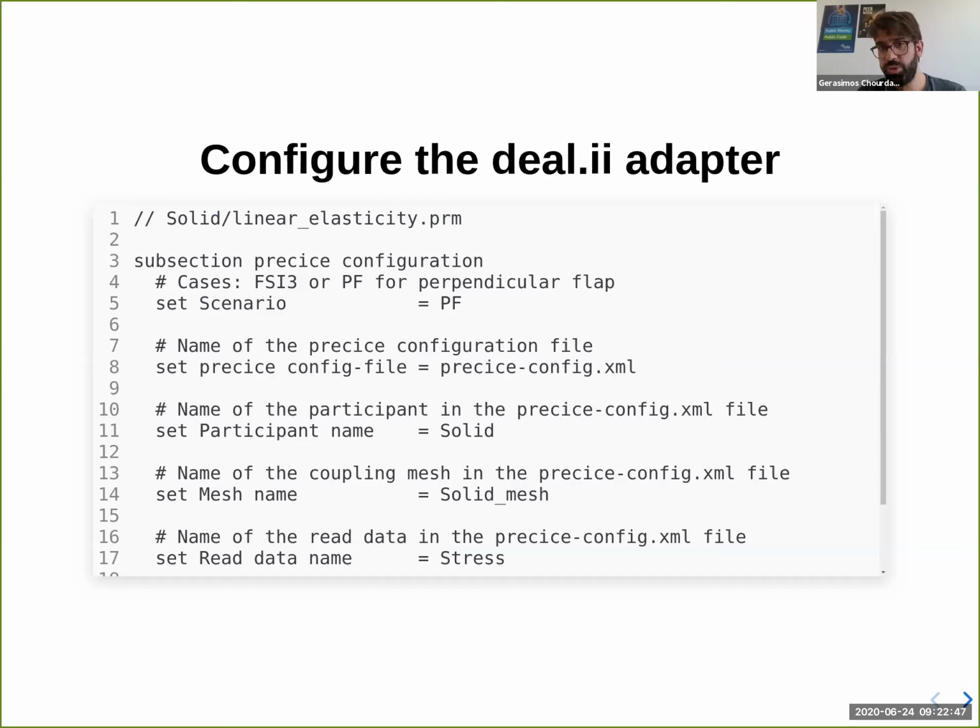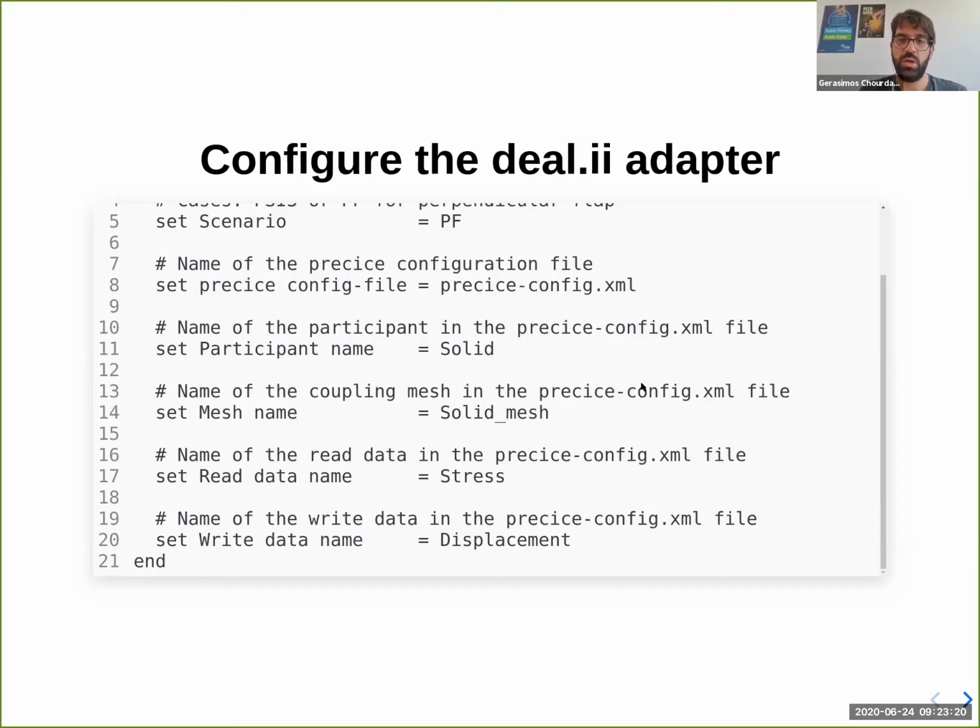For the deal.II adapter, I'm not going to go into detail. You can find everything in the deal.II adapter wiki, but I'm only going to say that we are going to use the linear elasticity solver, and this uses a linear elasticity.prm configuration file that has several subsections and sections, and there we have a subsection for preCICE. Here you can again see that we have the preCICE config XML, we have that this participant is named solid, and that we read stresses and write displacement, so the reverse.